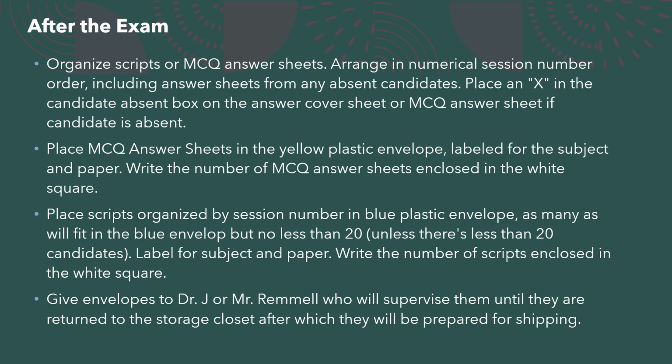Place the scripts organized by session number in the blue plastic envelope, as many as will fit into the blue envelope, but no less than 20, unless there's less than 20 candidates. They're labeled for subject and paper, and you write the number of scripts you've enclosed in the blue envelope, again on the white square. And then you'll give those envelopes to either myself or Mr. Remmel in the lounge, our staging area. We will supervise those envelopes, and they will be under our jurisdiction, if you will, until they're returned to the storage closet, after which they will be prepared for shipping.